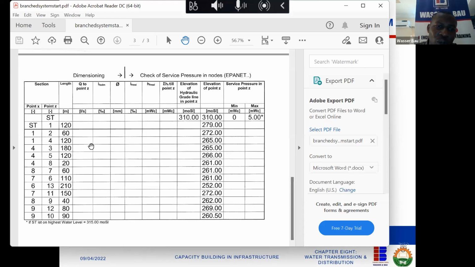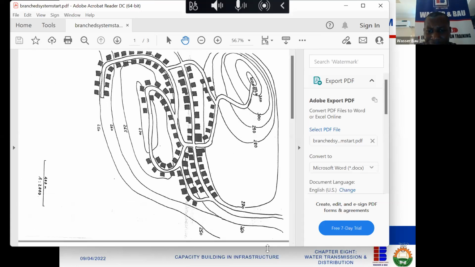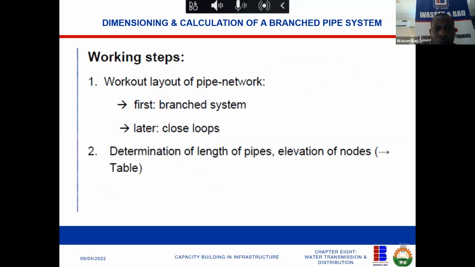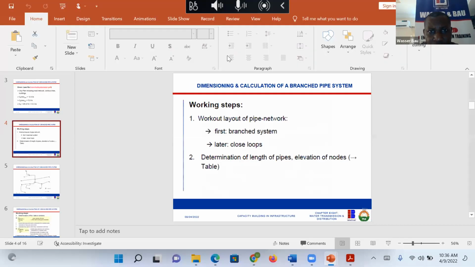So the next slide I'm going to show is how you come about to get your water demand. To do that, I'll run through this slide and then we'll come back to it. So this is the working step. Step 1, work out the pipe layouts. You'll see my screen. Work out the pipe layout. That's the first step.